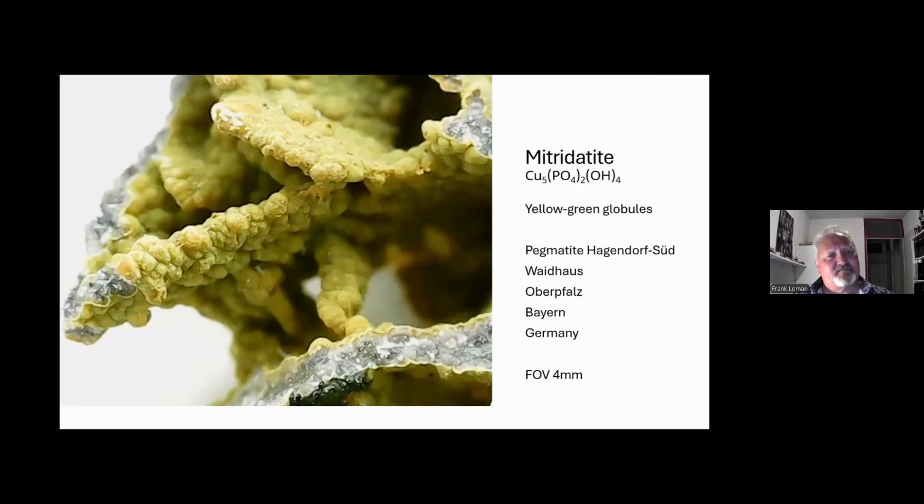These are globules, yellow-green ones, from mitridatite. And it also comes from the former pegmatite in Hagendorf in Bavaria, Germany.